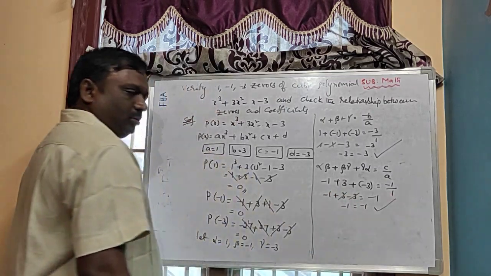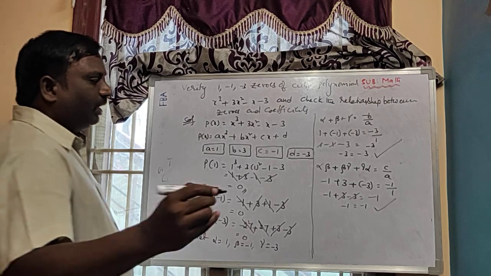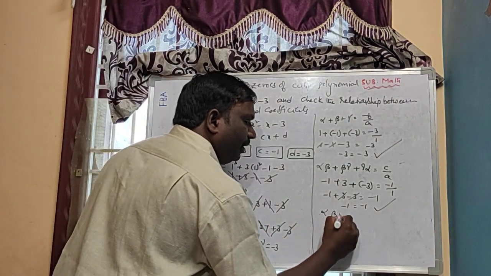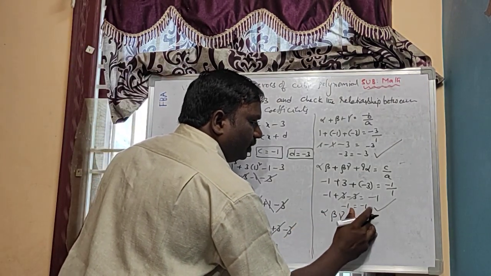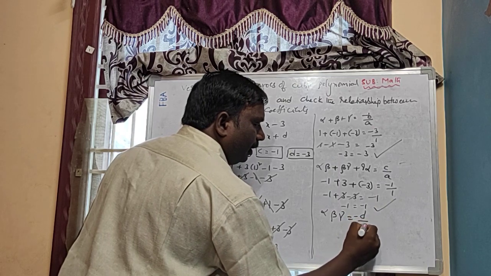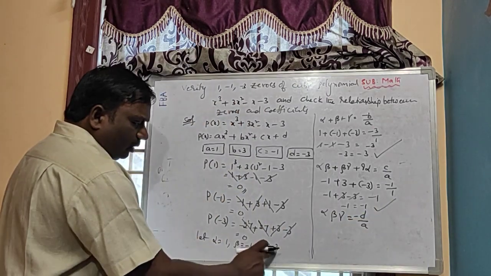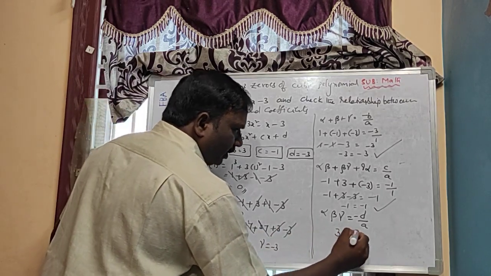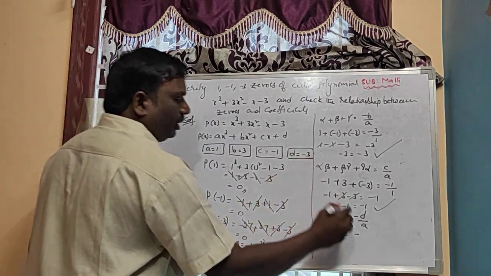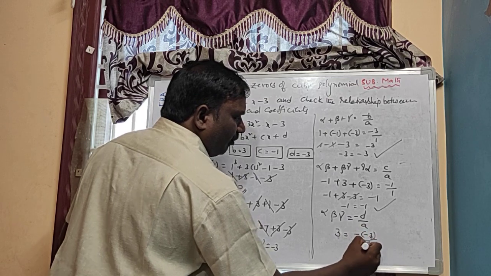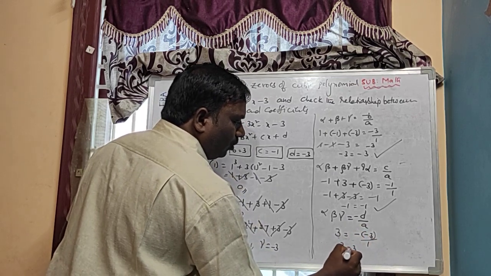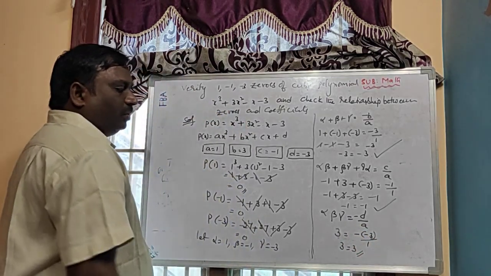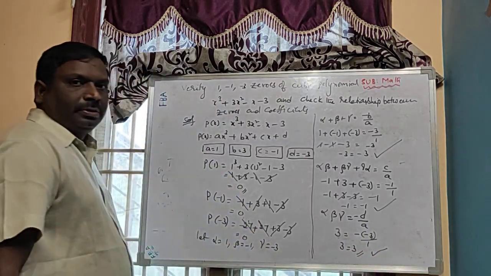That is verified. So finally, the product of the zeros, alpha, beta, gamma, is minus d by a. You have to multiply the 3 zeros. Minus into minus is plus, 3 ones are 3 only. Minus d value, minus of minus 3 by a value 1, 3 equals 3. So here also it is verified.